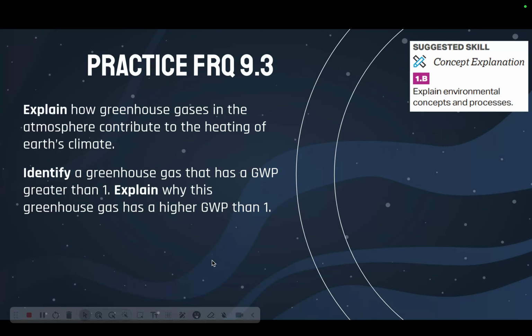So practice your FRQ for 9.3. Explain how greenhouse gases in the atmosphere contribute to the heating of Earth's climate, and identify a greenhouse gas that has a GWP that's greater than 1, or greater than carbon dioxide. Explain why this greenhouse gas has a higher GWP than 1, or why it is higher than carbon dioxide.